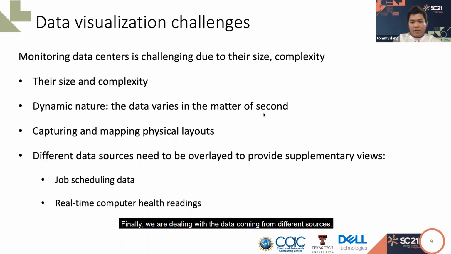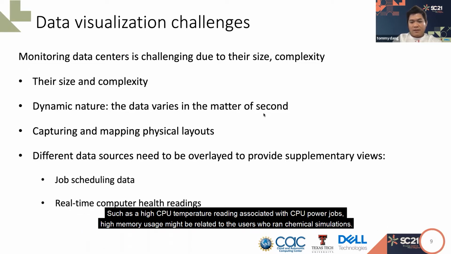Finally, we are dealing with data coming from different sources. For example, the job scheduling data coming from Slurm and the compute health metrics coming from iDRAC. Overlaying those data will provide the system administrator supplementary views to tell stories, such as high CPU temperature readings associated with CPU-bound jobs. High memory usage might be related to users who run chemical simulations.